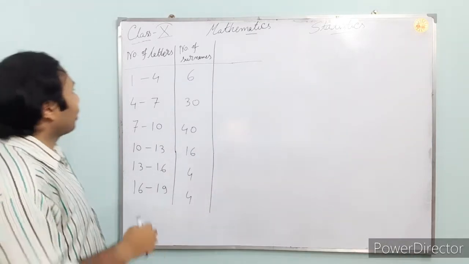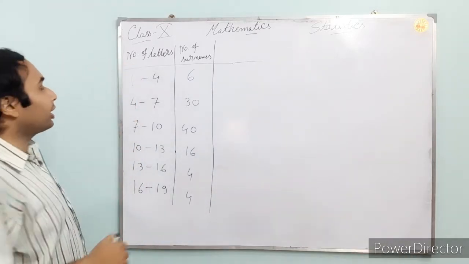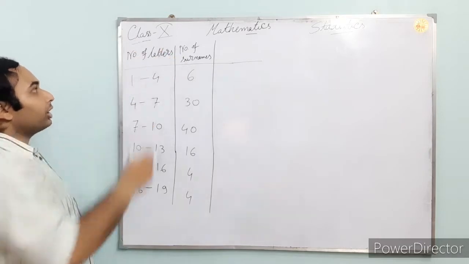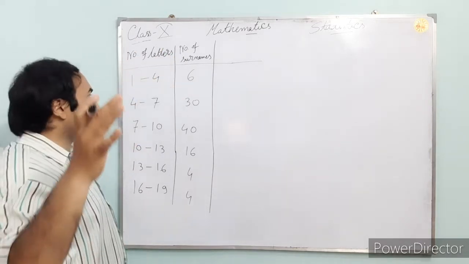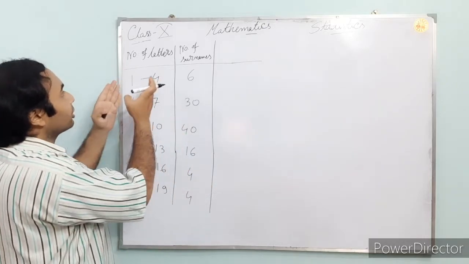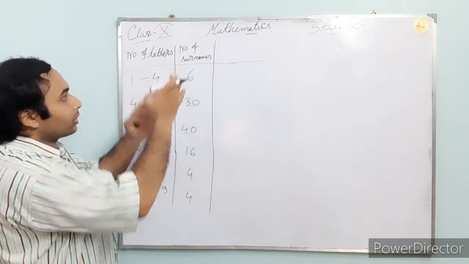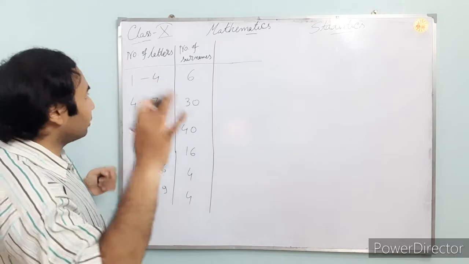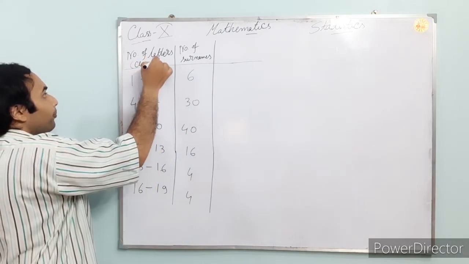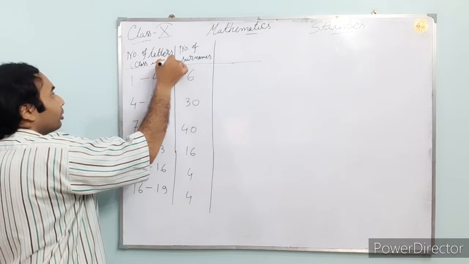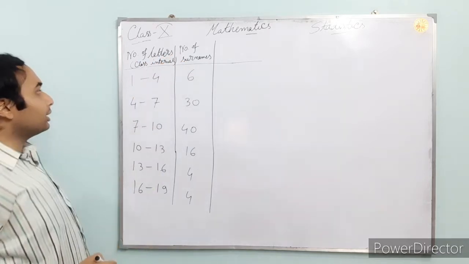So here this is the class interval. Here it is written number of letters and number of surnames. Suppose one survey was there, that within those letters this number of surnames are there. So this is the class interval.